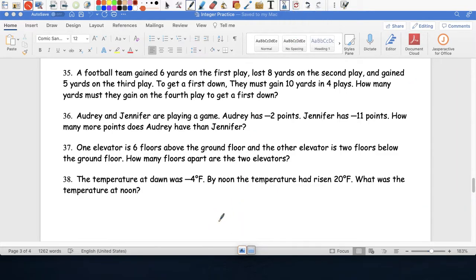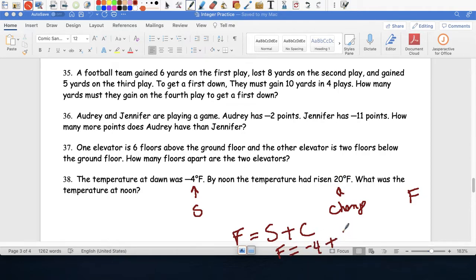The temperature at dawn was negative 4. By noon, the temperature had risen. What was the temperature at noon? So, this is the starting temperature. This is the change. We want the final. So how do we find final? Final temperature equals the starting plus change. That's how we find final. So final is equal to the starting temperature, negative 4, plus the change. The change is positive. What's the final temperature? We end up at 16 degrees.